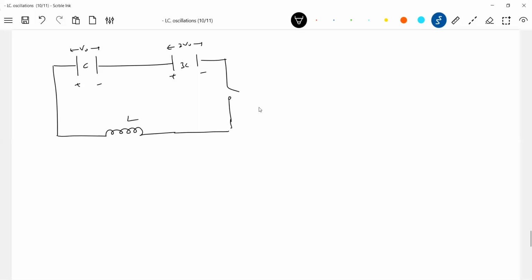Okay, this is at t equals 0. The switch is closed at t equals 0. You have to calculate the maximum current in the inductor, frequency of oscillations, then maximum charge across the capacitors. If you want, you can find out that also.